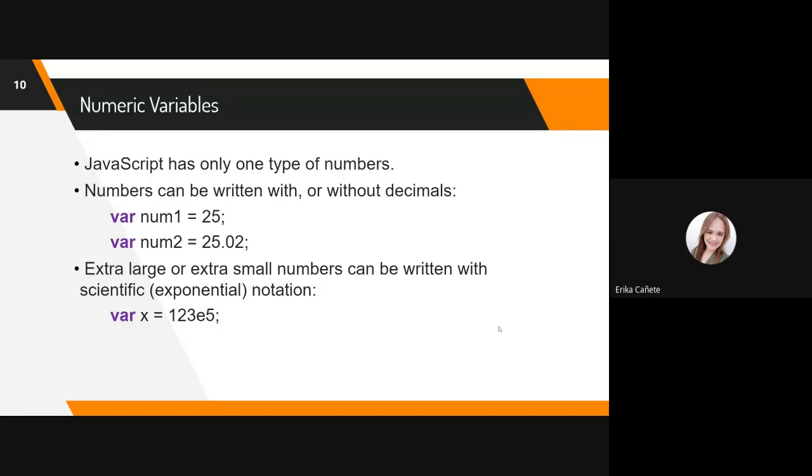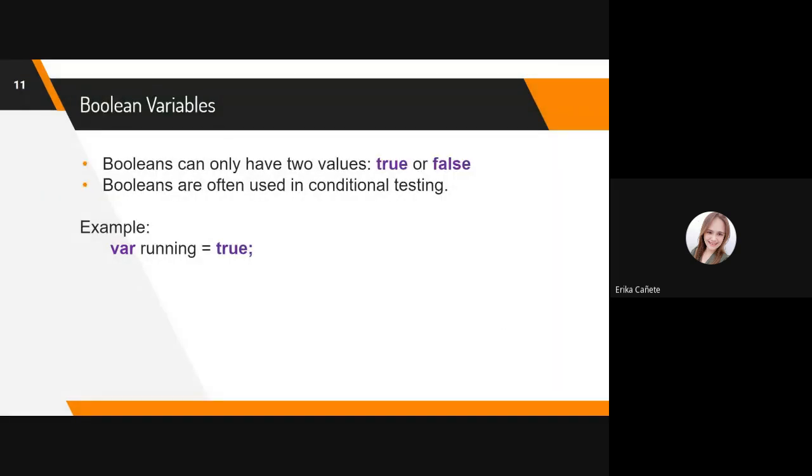Again, just like with our string variables, do not forget the semicolon at the end of each line. As mentioned, with our Boolean variables we only have two values, true or false. Booleans are often used in conditional testing. In the example, we can see how to declare our Boolean variable. Again, we'll be using var and then our variable name, running, and the value true.